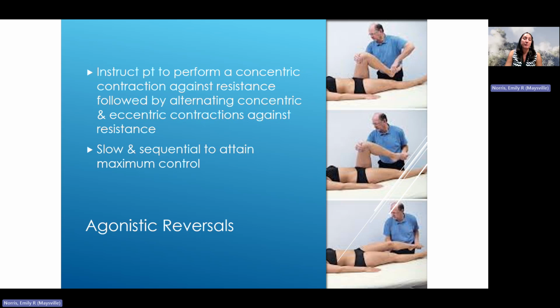All right, agonistic reversals. You instruct the patient to perform a concentric contraction against your resistance, followed by alternating concentric and eccentric contractions against resistance. So you are switching your hand placement as needed as you alternate concentric and eccentric contractions. It needs to be slow and sequential, and you're trying to help them attain maximum muscle control. It helps them facilitate functional movements throughout the pattern, and you're targeting the agonist muscle groups. That's why it's called agonistic reversals.